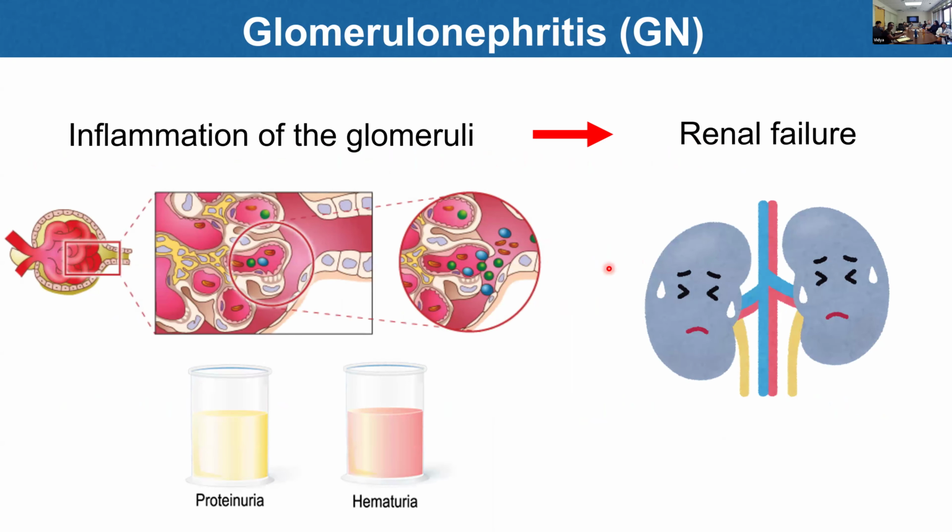So here is a cartoon showing the basis of glomerulonephritis, GN. Glomerulonephritis is defined as inflammation of the glomeruli. Inflammation disrupts the glomerular and microvascular structures, leading to leakage of protein and blood into the urine. By urine examination, we can detect glomerulonephritis by proteinuria or hematuria. If the patient lives with this disease for a long time, all the glomeruli will collapse, resulting in end-stage renal failure.